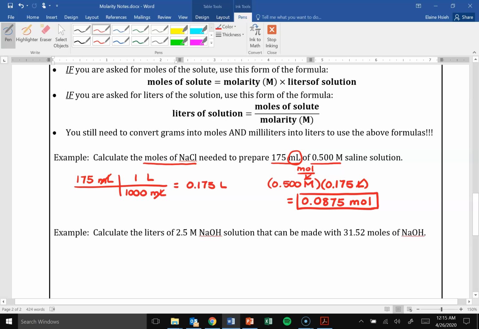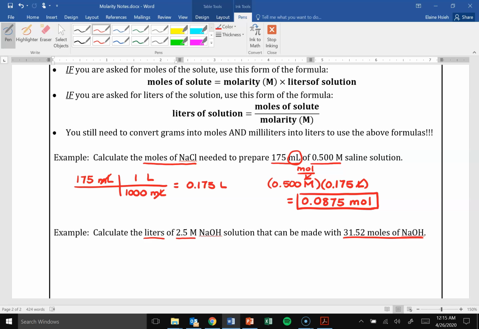It says, calculate the liters of 2.5 molar NaOH solution that can be made with 31.52 moles of NaOH. Okay, so let's look at what we are looking for. We're looking for liters. Okay, that is pretty clear. All right, and I am given the molarity, 2.5 molar, and I'm also given the moles of the solute, 31.52 moles. Okay, so it looks like we already have moles of the solute. I don't need to convert that. Great, just plug it into the formula.